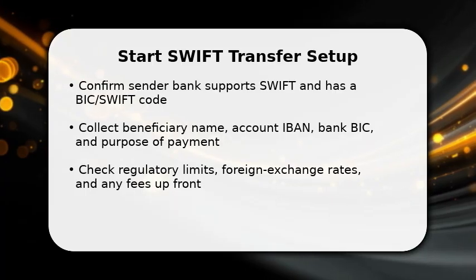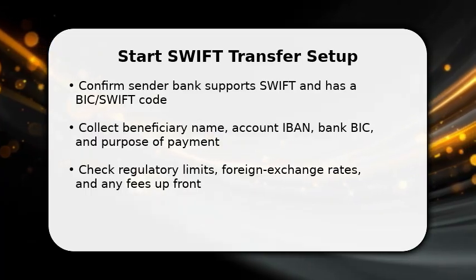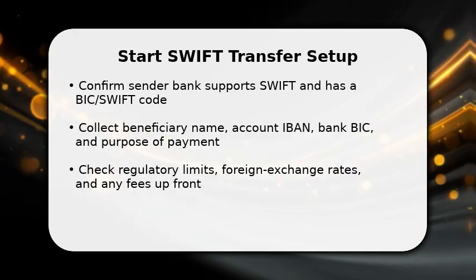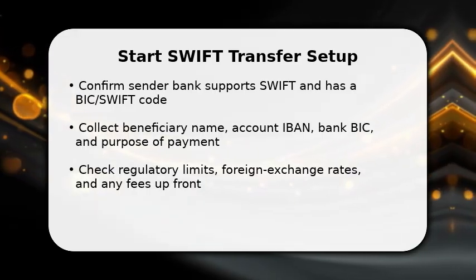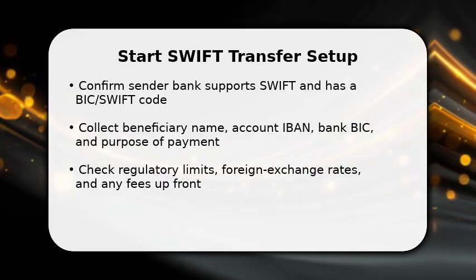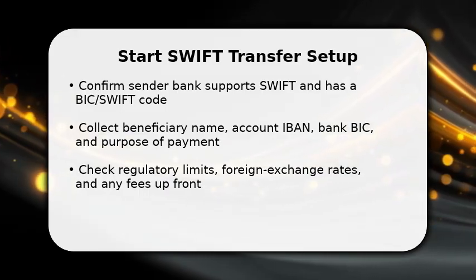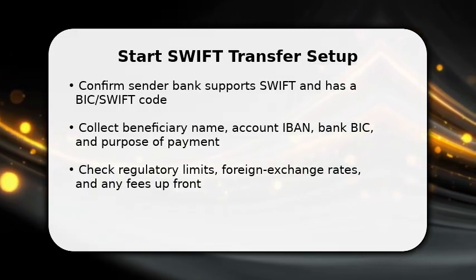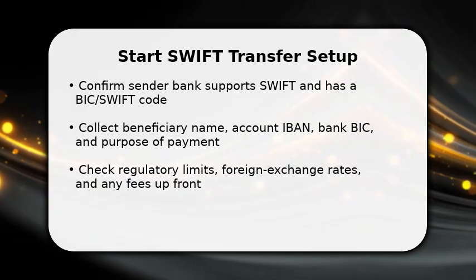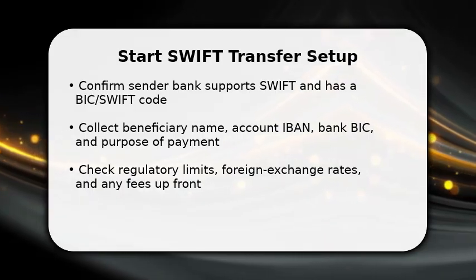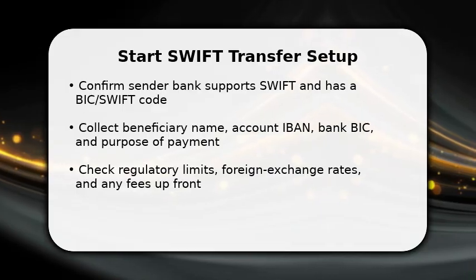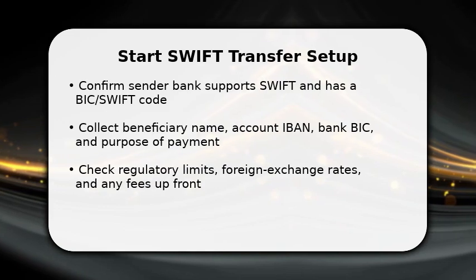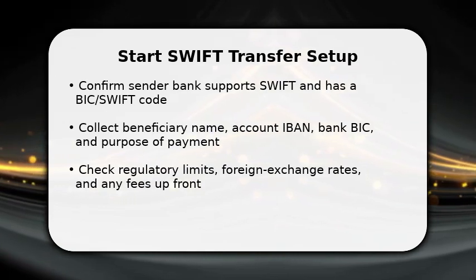You begin by verifying that your bank supports SWIFT and obtaining its BIC. Next, gather the beneficiary full name, account IBAN, and the beneficiary bank's BIC. These identifiers route the payment. Once done, decide the currency and note the exchange rate and fees so costs are clear. You'll also prepare the purpose of payment and any regulatory documents. This initial setup prevents rejections, speeds processing, and reduces reconciliation work. So act on these items now, before composing the payment instruction.